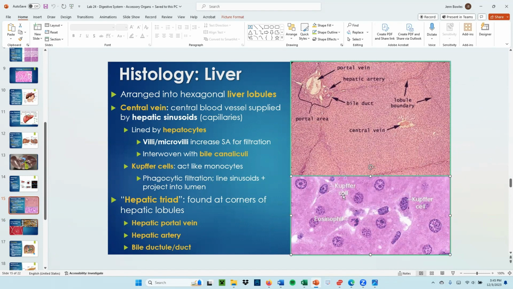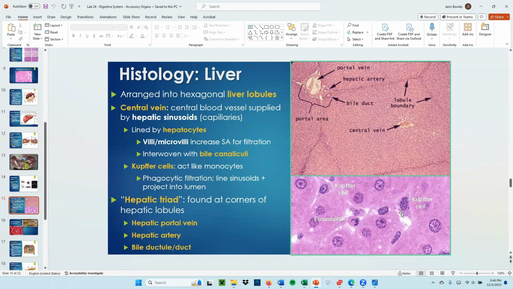I know this picture here is available in our modules. It shows some of the specialized cells of the liver. This would definitely be more of a PowerPoint question because we can't really zoom in that closely on a slide. But what we have is, so we have eosinophils, but we also have lots and lots of Kupffer cells.